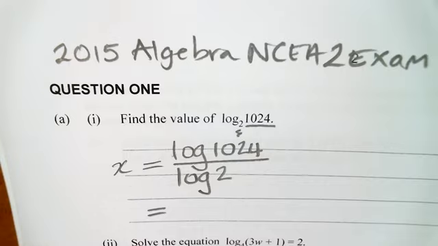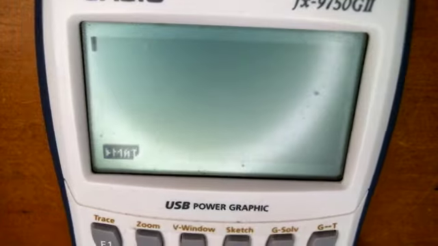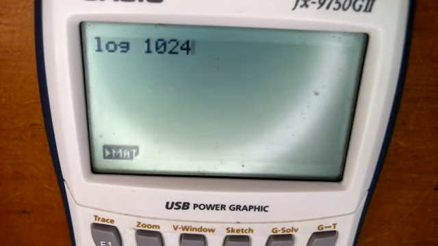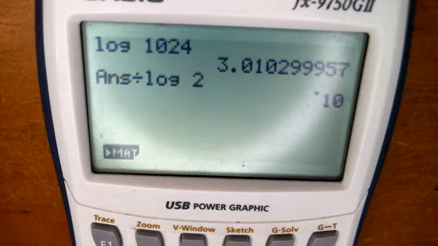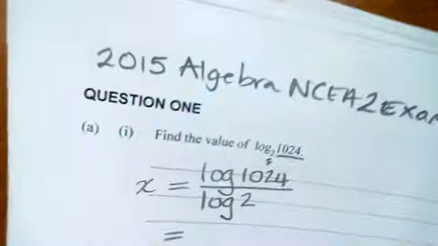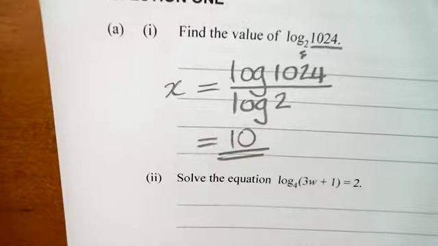Now, by the way, I'm taking a shortcut here, as you'll see. If I was to do that on the calculator, I say, right, log of 1024, and I'm going to divide that by the log of 2. And I get 10. There's my answer. So x is equal to 10. So the answer is 10.